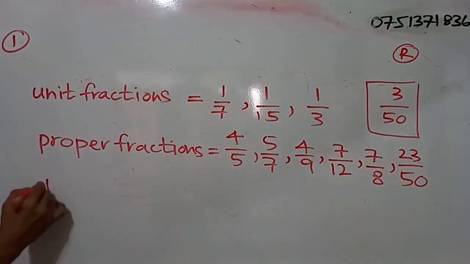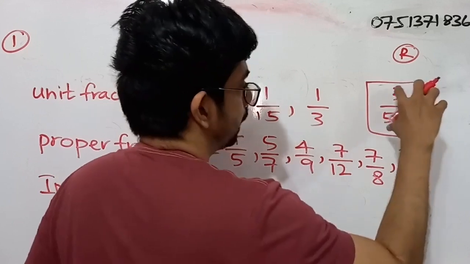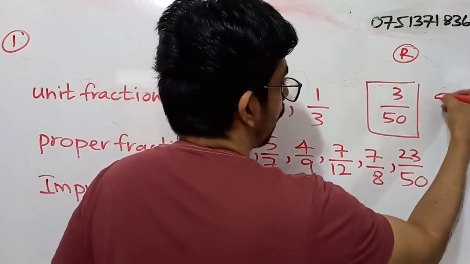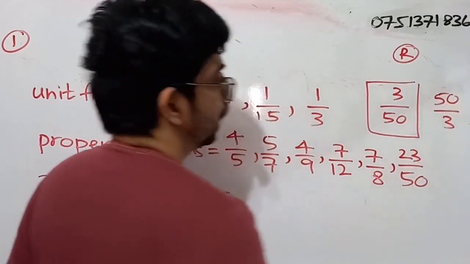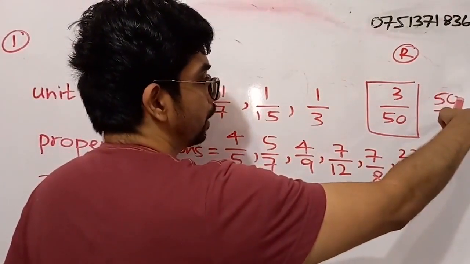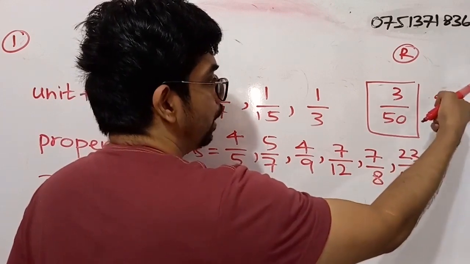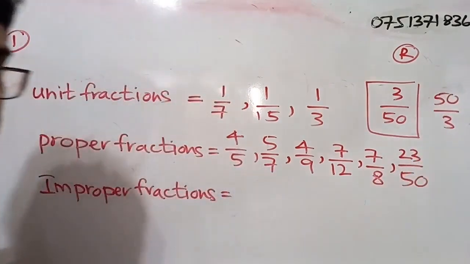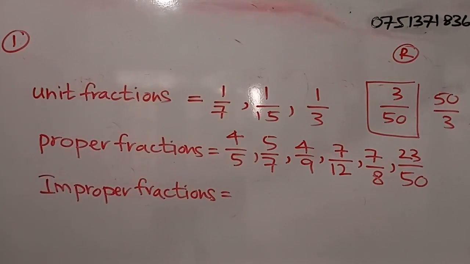So the next one, improper fractions. Like let's take the same numbers and I'm going to write it reverse. 50 by 3. So this is an improper fraction. What does that mean? Here the numerator is larger than the denominator. Right? Okay.